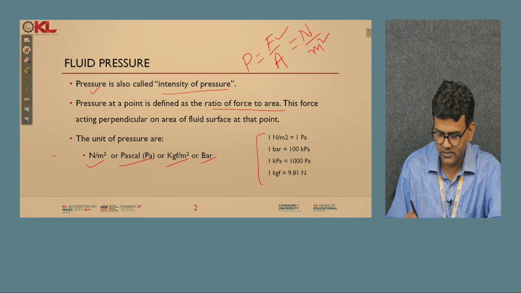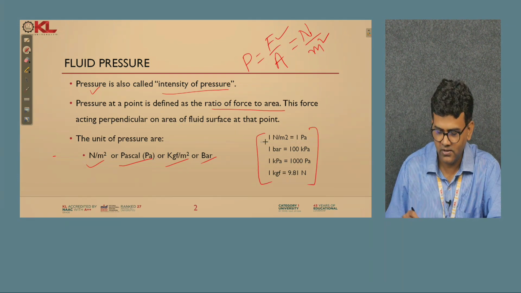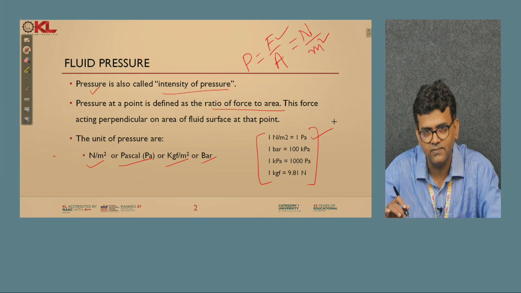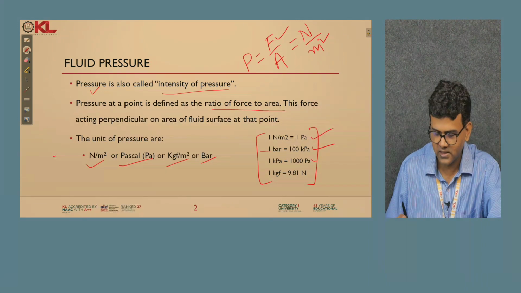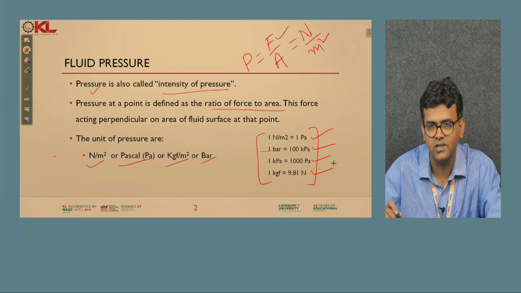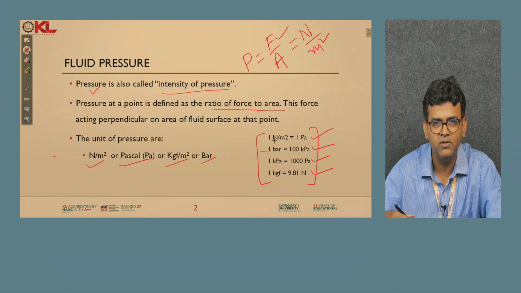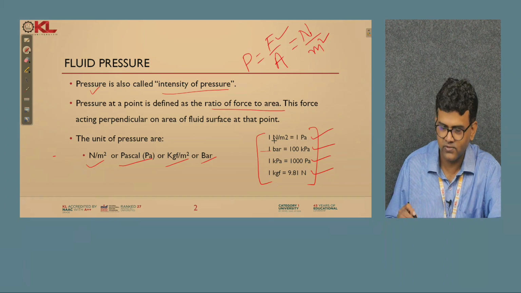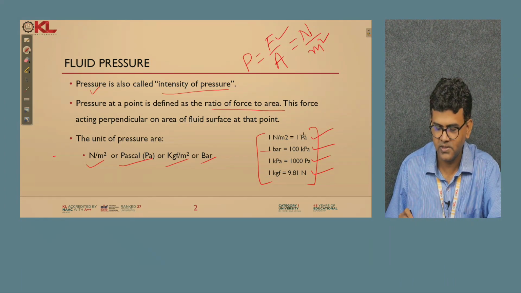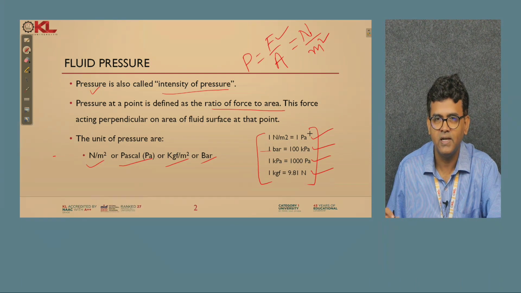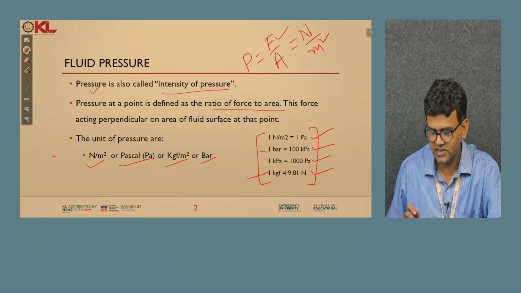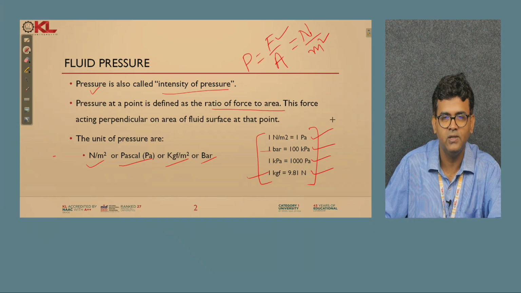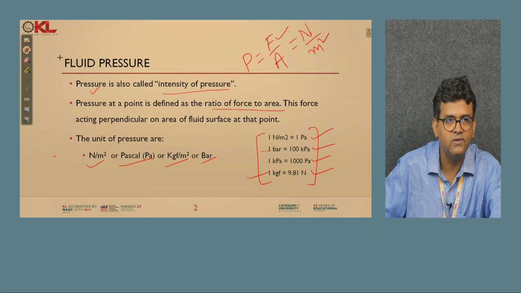So in these units, what is the relationship? 1 Newton per meter square is equal to 1 Pascal, 1 bar is equal to 100 kilopascal, 1 kilopascal is 1000 Pascal, and 1 kgf is equal to 9.81 Newton. So you can convert from one unit into another unit. This conversion you have to know. So this is about the fluid pressure.